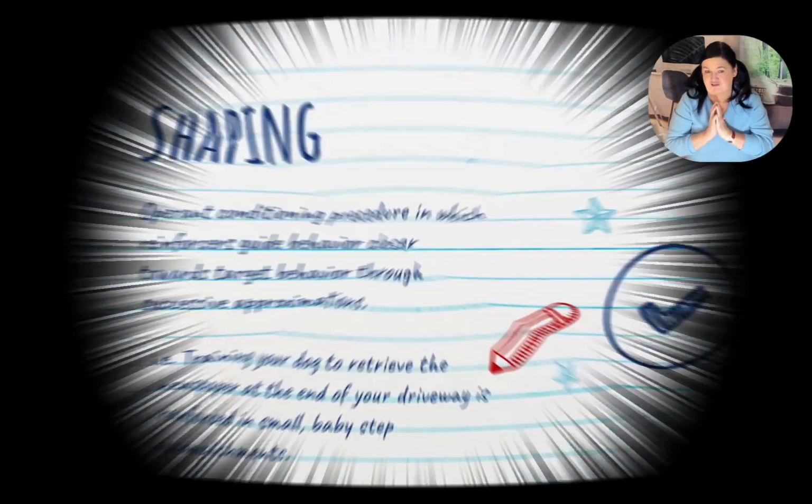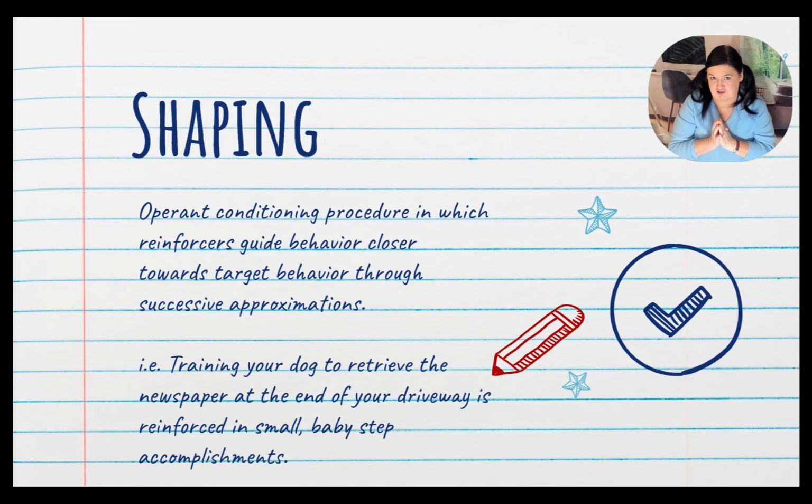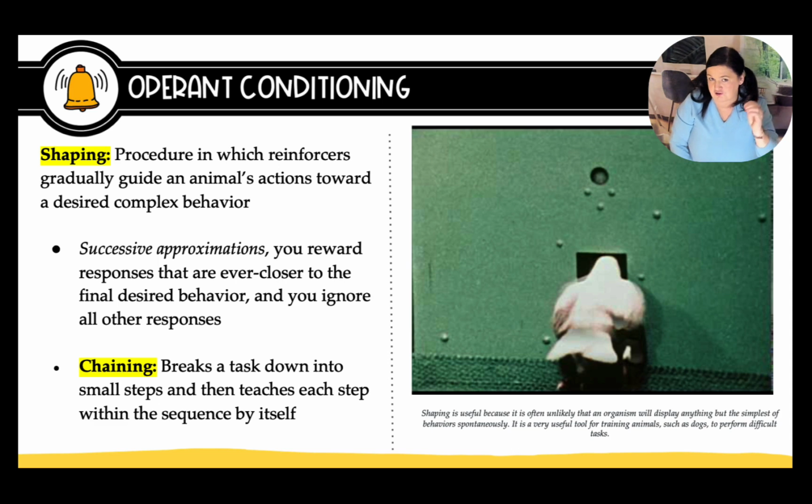Okay, so next we have shaping. Shaping is kind of an extension of operant conditioning. It's pretty simple. We get into the nuts and bolts of operant conditioning, but shaping is a very important procedure in which reinforcements guide the behavior closer and closer towards a target overall behavior. These little successive approximations are rewarded as the little animals are learning something with baby steps, right?